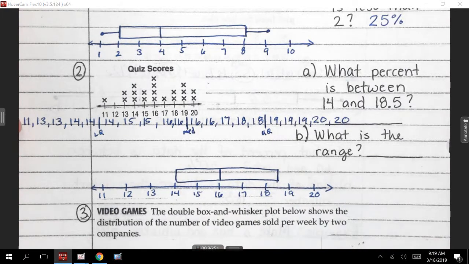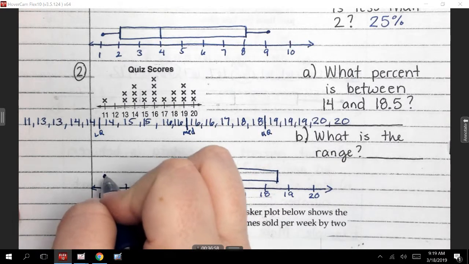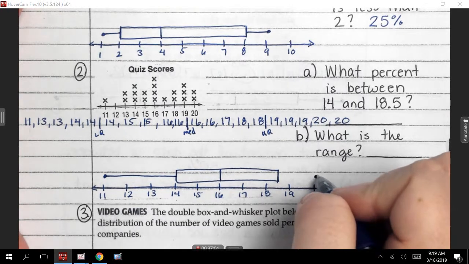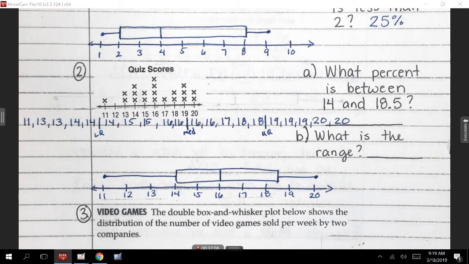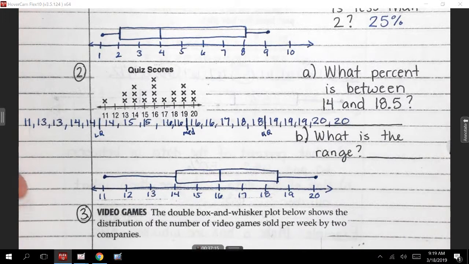Okay. What number do I need for a whisker? Abby? 11. What's another number I need for a whisker, Zach? 20. Awesome. Okay. All right, Jacob. What percent is between 14 and 18.5?